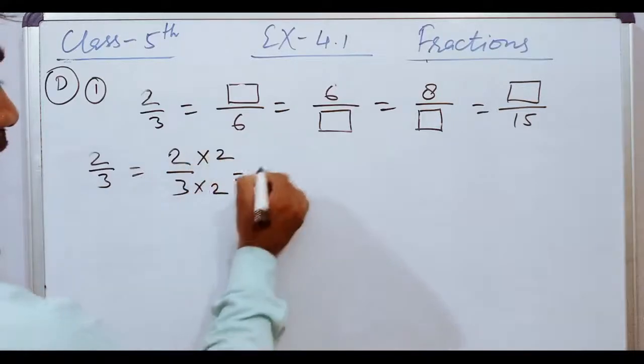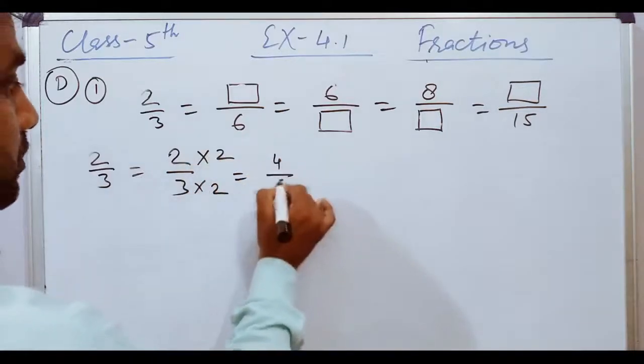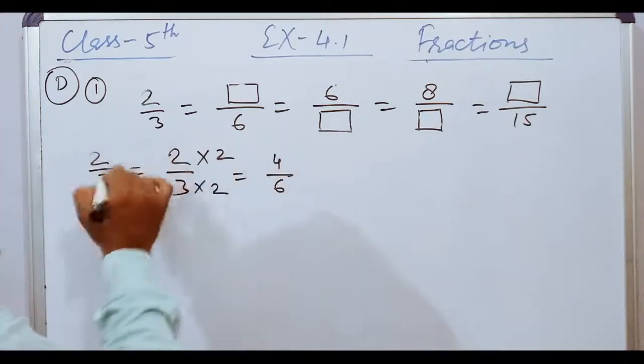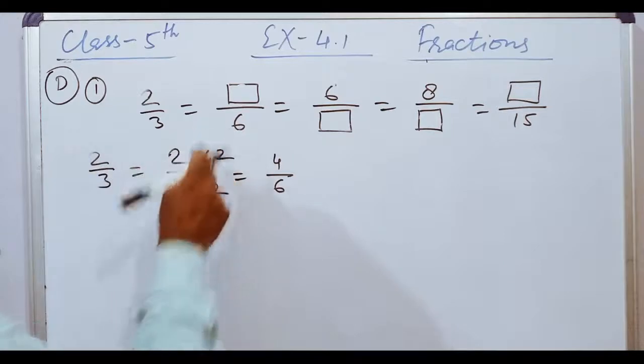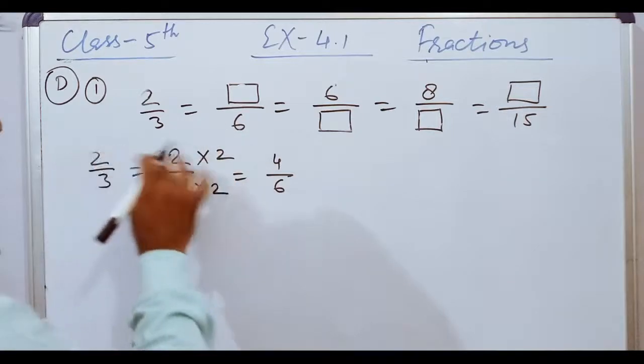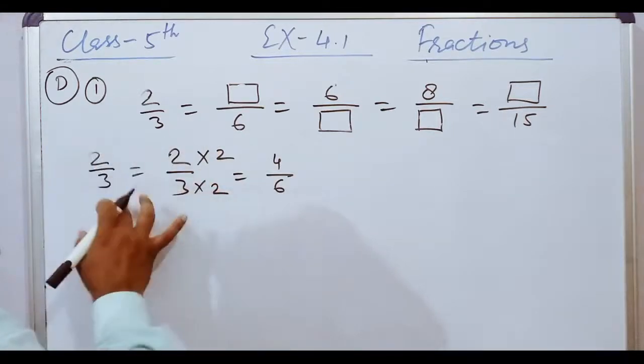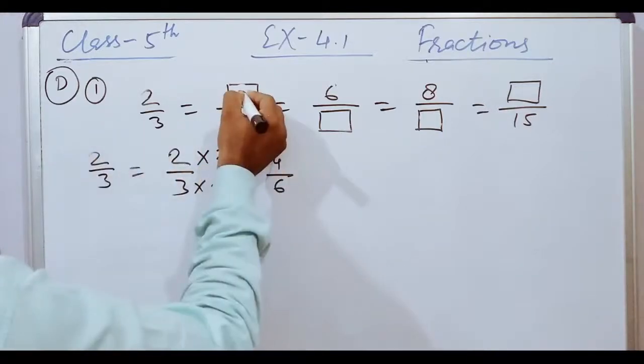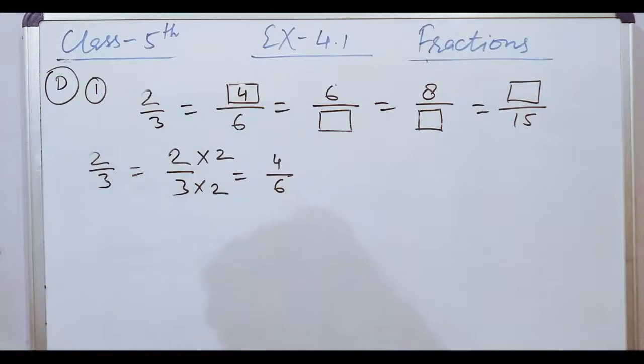3 2s are 6. Then 6. It is an equivalent fraction. These are equivalent fractions, made by multiplying the same number up and down. Then there will be no effect. It will be an equivalent fraction. So it is 4 upon 6. Now here we will fill 4.